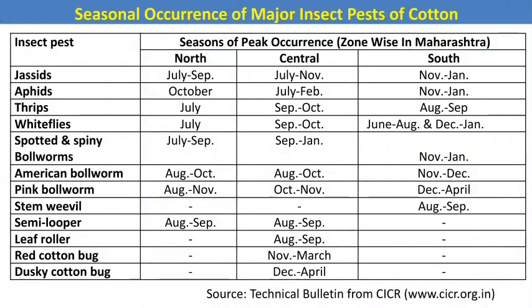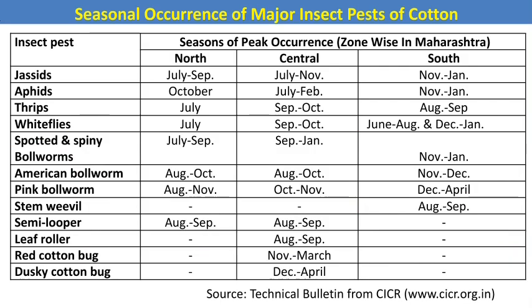Then this is the seasonal occurrence of the major insect pests of cotton. Here, if you see the jassids, it is one of the major sucking pests. It mostly occurs in all regions of Maharashtra: in the north region from July up to September, in central from July to November, and in the south region from November to January.